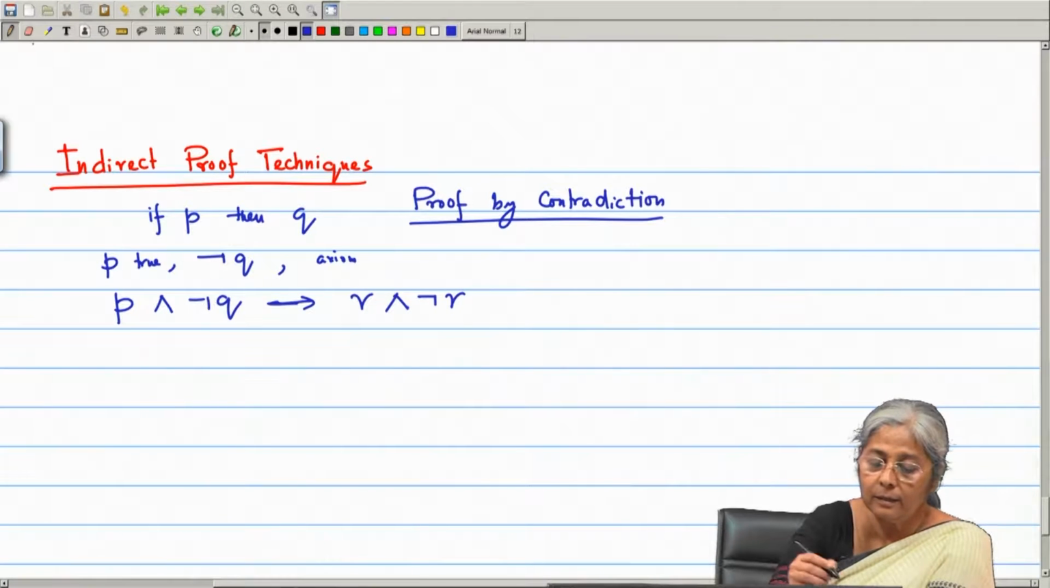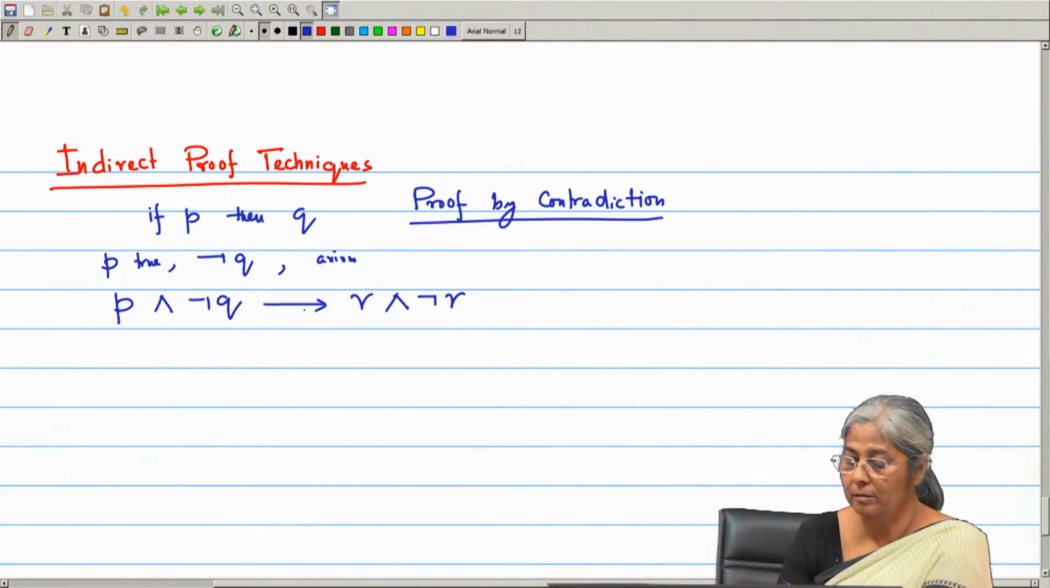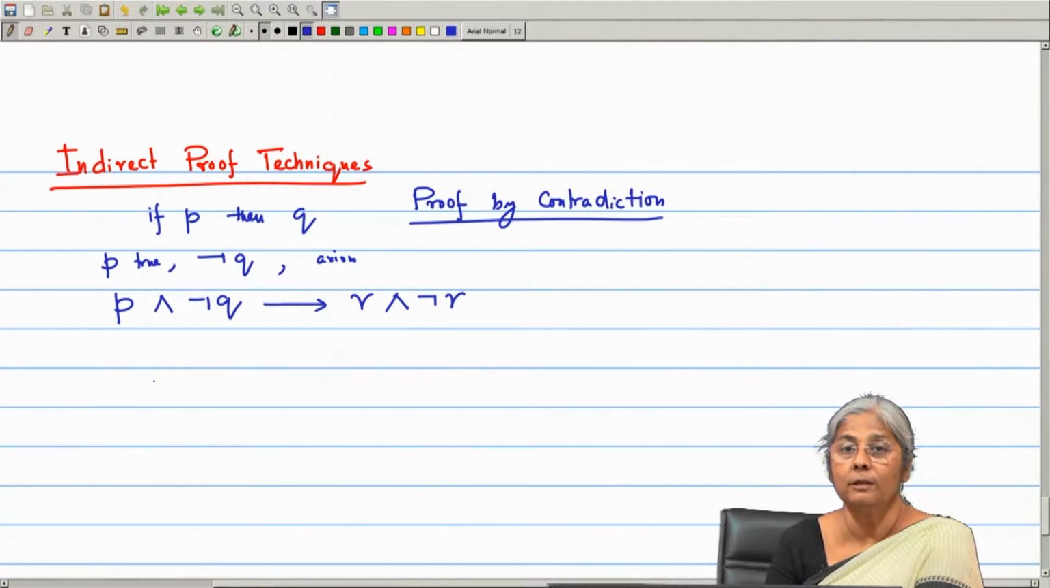I can tell whether P and negation Q imply R and negation R, and whether this is equivalent to P implies Q. So, we give a proof by the truth table method.